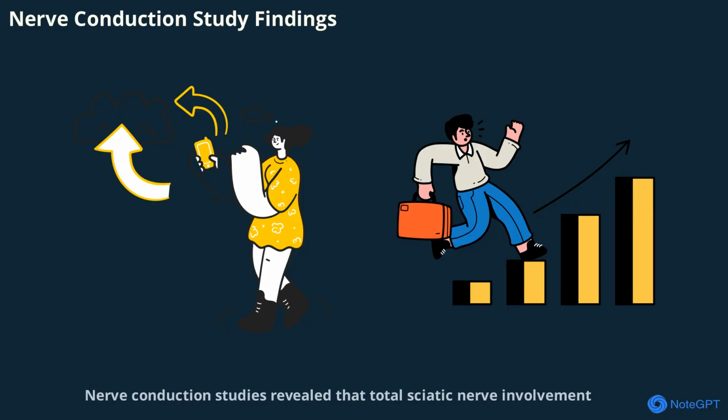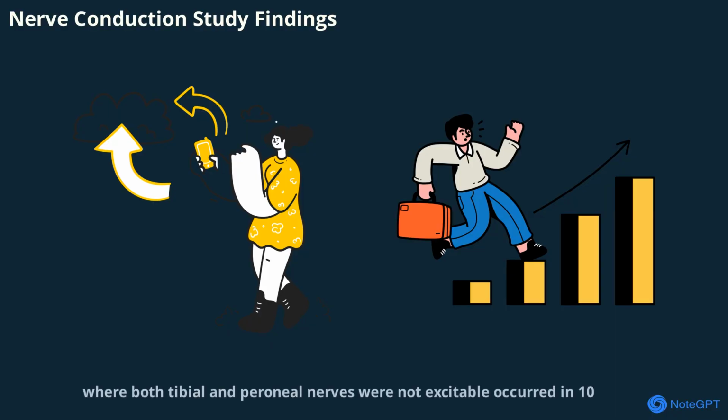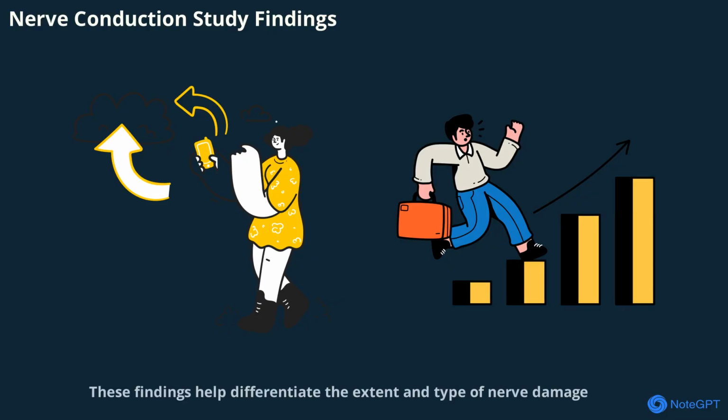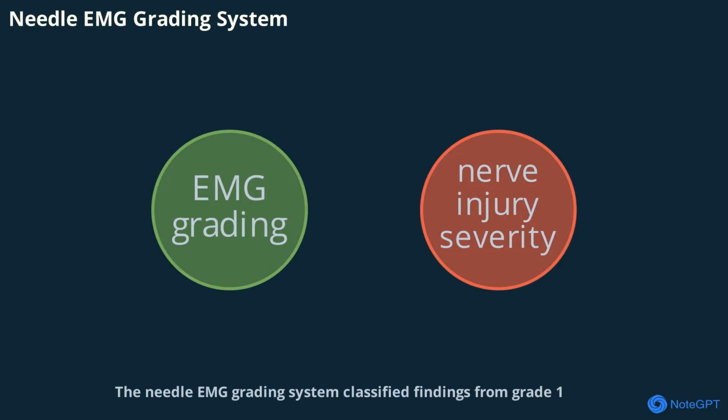Nerve conduction studies revealed that total sciatic nerve involvement, where both tibial and peroneal nerves were not excitable, occurred in 10.3% of patients. Partial involvement was more common, with varying patterns: predominant tibial, predominant peroneal, or similar involvement of both. These findings help differentiate the extent and type of nerve damage, which is essential for prognosis and treatment planning. The needle EMG grading system classified findings from grade 1 to grade 3 based on the severity of nerve injury. Grade 1 indicated mild changes, while grade 3 reflected severe neurogenic alterations and loss of muscle unit action potentials.